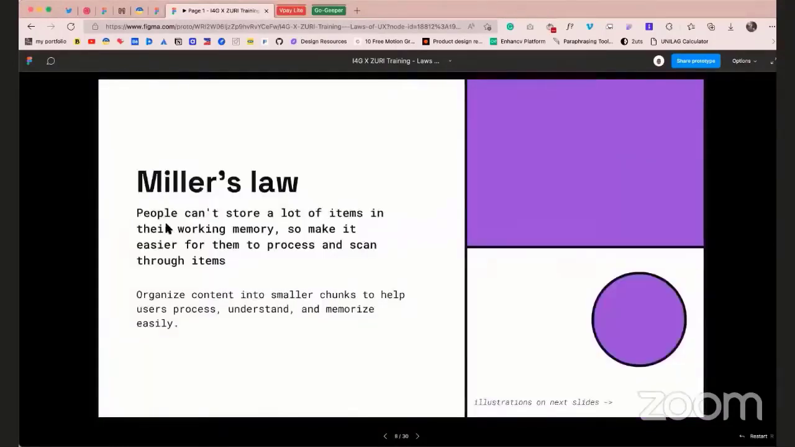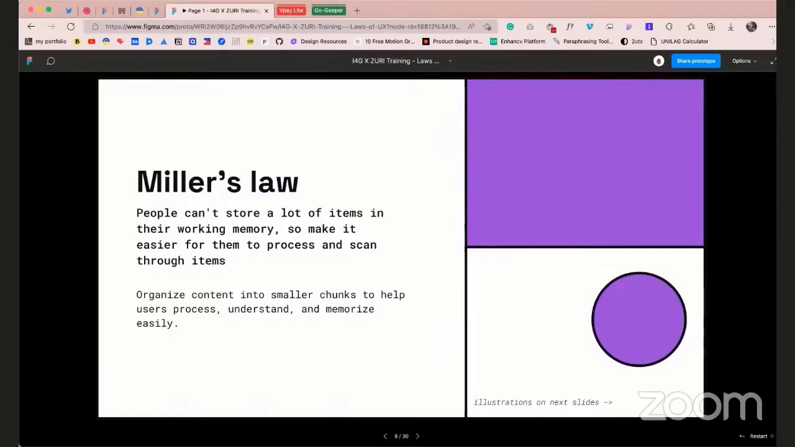Another law of UX is Miller's law. People can't store a lot of items in their working memory, so make it easier for them to process and scan through items. A recent study showed that our attention span as human beings is 7 to 10 seconds, and that of a goldfish is about 15 seconds. So a goldfish pays more attention than us humans, right? You need to consider that while designing. Organize content in smaller chunks to help users process, understand, and memorize items. That's where this word chunking comes in, right?